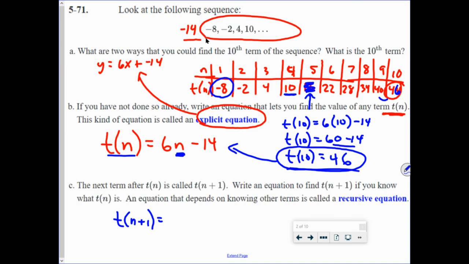To get T of n plus 1, I would find T of n, and what would I do to it? I would add 6. That's it. T of n plus 1, to get the next term, I do the current term plus 6. Does that make sense? Cool, please write that down. That's called a recursive equation. To get the next term in the sequence, I just find the current term and add 6, and I repeat this process of taking the current term, adding 6 to get the next term.